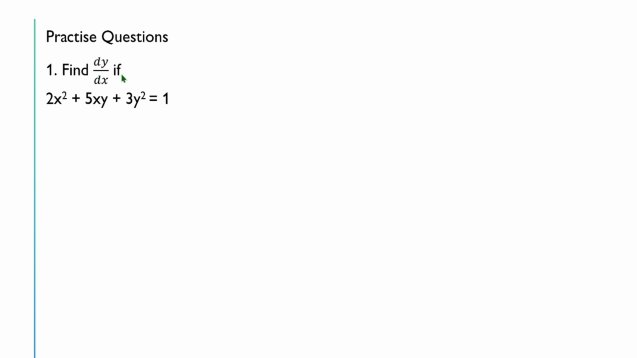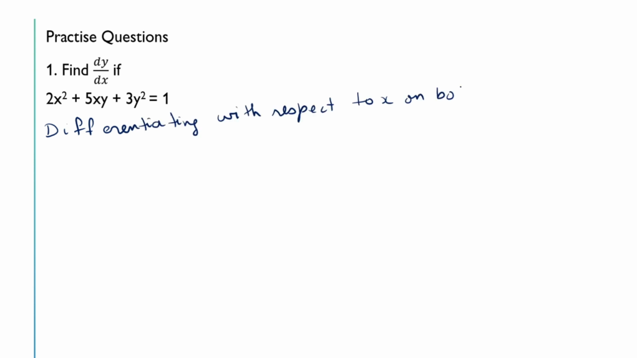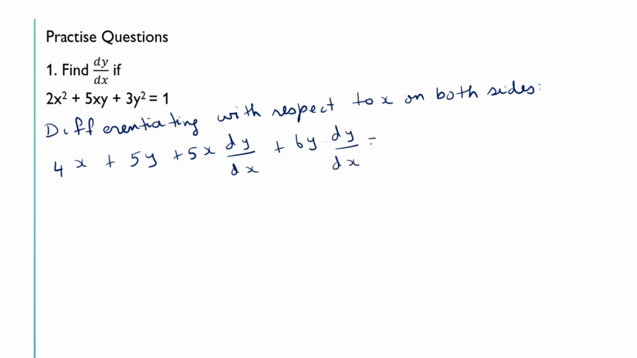Find dy by dx if 2x square plus 5xy plus 3y square equal to 1. So here we have to differentiate with respect to x on both sides. So now we have to perform ordinary differentiation. So d by dx of this whole function will be 4x plus 5y plus 5x into dy by dx plus 6y into dy by dx equal to 0. So the derivative of 2x square is 4x.